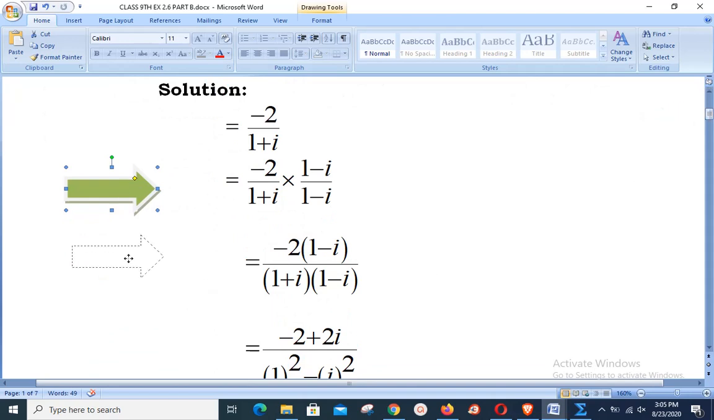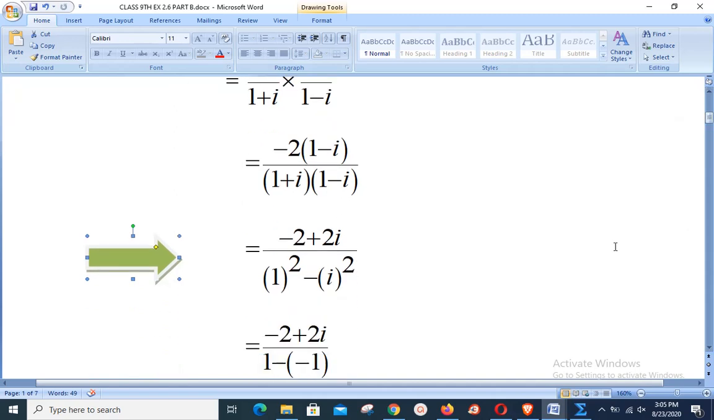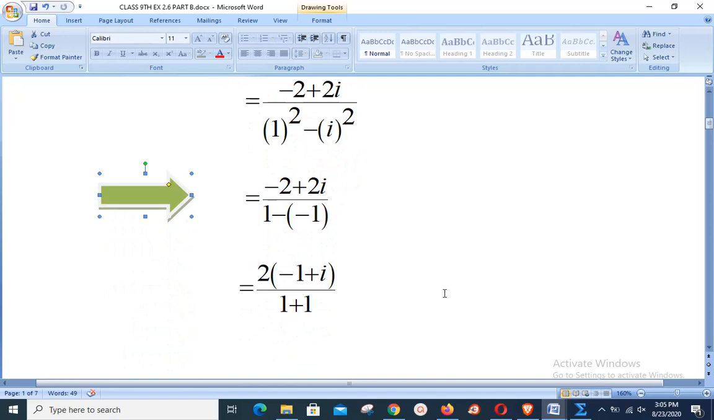In the next step, numerator to numerator multiplication gives us minus 2 into 1 minus iota, whereas the product of denominators will be of the form 1 plus iota into 1 minus iota. In the next step, multiplying the values in the numerator, we have minus 2 plus 2 iota, whereas the denominator is of the form a plus b into a minus b, which gives us a square minus b square. Keeping the numerator the same and using iota square equal to minus 1, we have minus 2 plus 2 iota whole over 1 minus into minus 1.